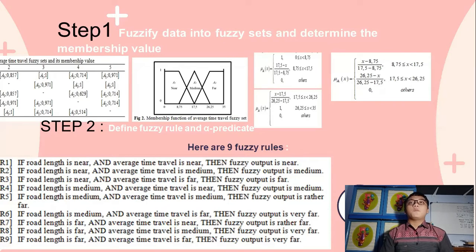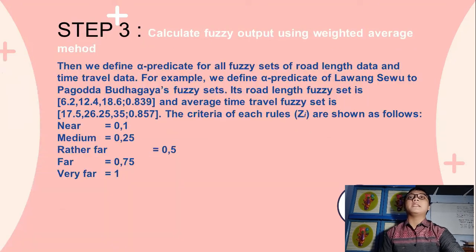Let us start with step 1. Step 1 is fuzzify data into fuzzy sets and determine the membership value. On the screen we can see the fuzzified average time travel data into fuzzy sets, and its membership value, and figure 2 for the membership function. And then step 2, define fuzzy rule and alpha minus predicate. In this case, we built 9 fuzzy rules that are R1, R2, R3 until R9.